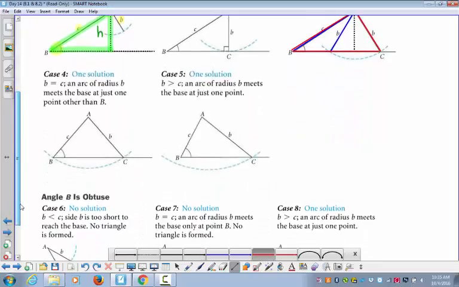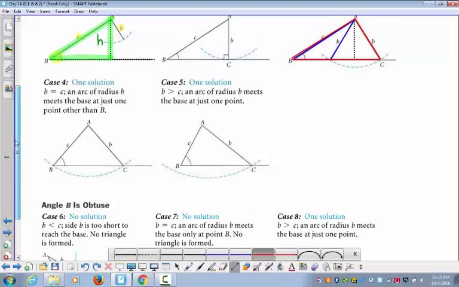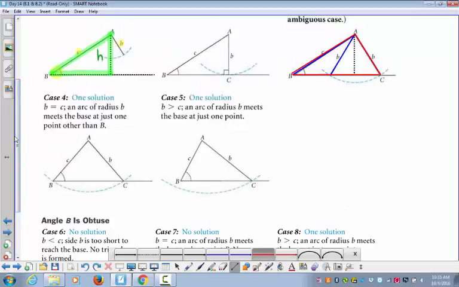Okay, now if that second side is greater than or equal to the first side, then you just have one triangle. So if that second side is equal to or greater than that first side, the only choice is you can't tuck it underneath because it's equal to or greater than. It has to swing out to the right, and you'll have one triangle in that case if it's greater than or equal to the first side.